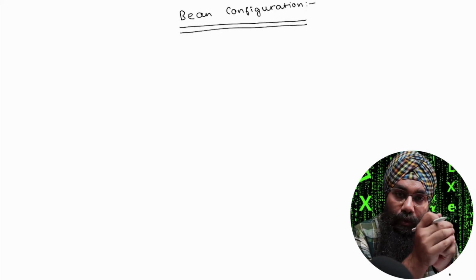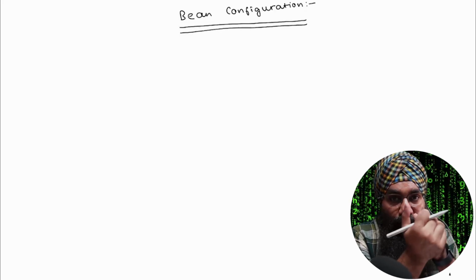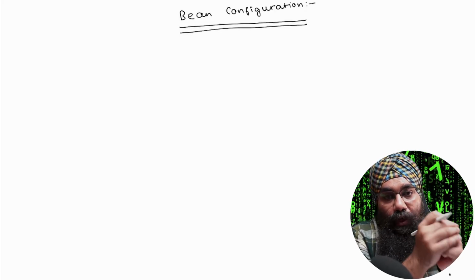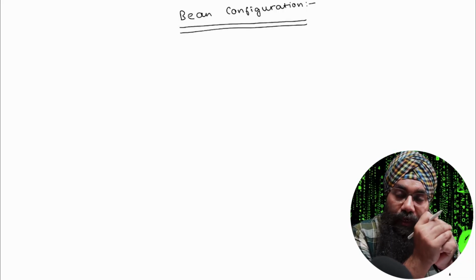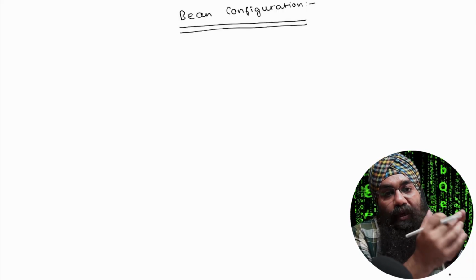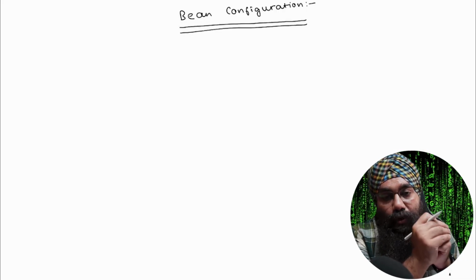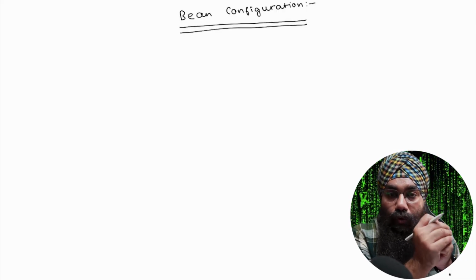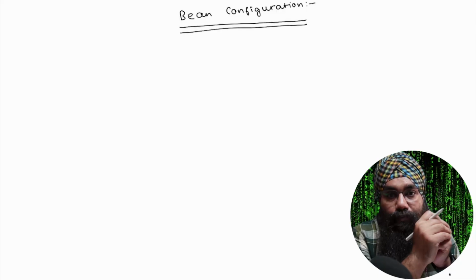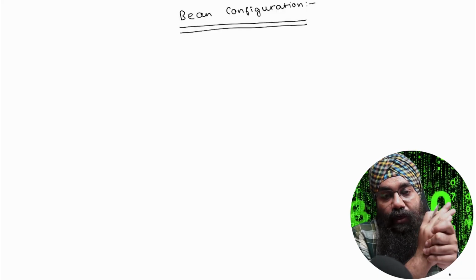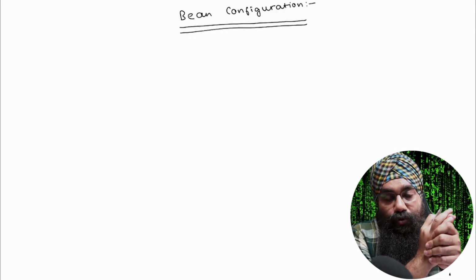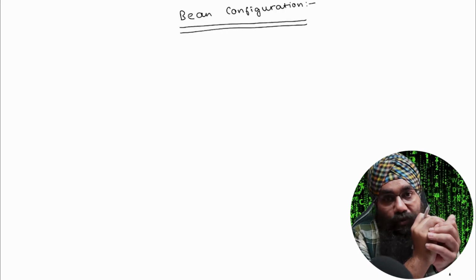Since we are learning the Spring framework, we are learning dependency injection and IOC. In this, the container manages all the beans. By bean we mean object. So the container manages all the objects, and it should know which objects it should create. So we should have a way to tell the container to identify which objects should be created.